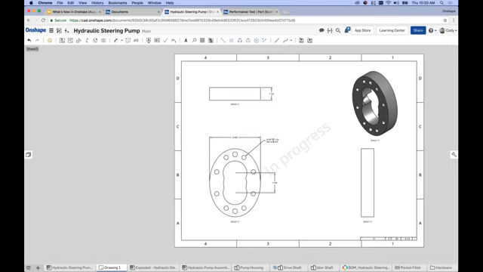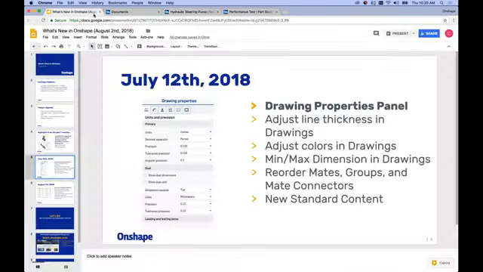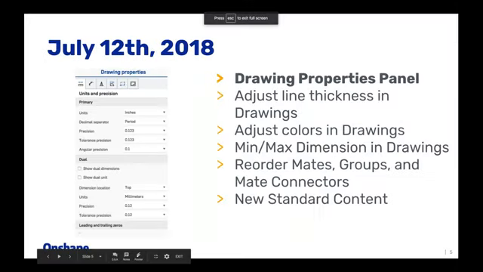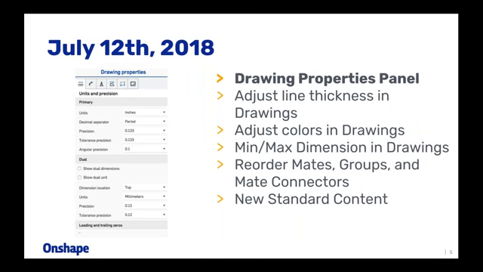The next one on my list is the assembly improvements, and there are 2 assembly improvements to take note of that I have in my list here. The first is the ability to reorder mates, groups, mate connectors, and so on, right? And the next one is an entirely new library of standard content.